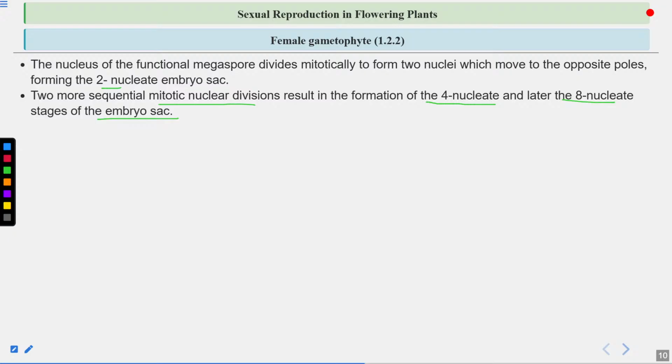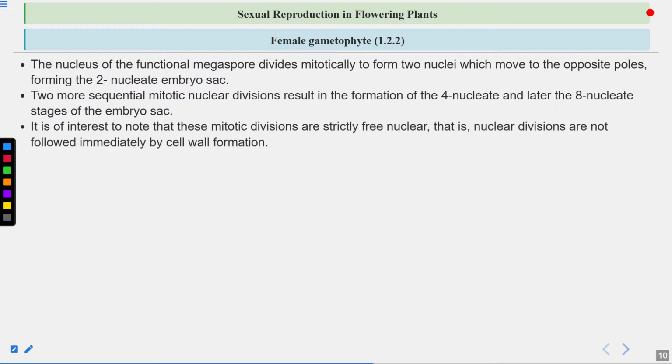No cell wall is laid simultaneously. The cell wall is not laid simultaneously with the nuclear division. It is of interest to note that these mitotic divisions are strictly free nuclear. That is, the nuclear divisions are not followed immediately by cell wall formation. Once the 8 nucleate stage is achieved, only then is the cell wall laid, and the individual cells are formed.